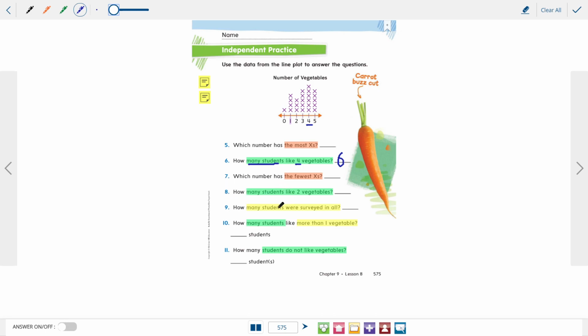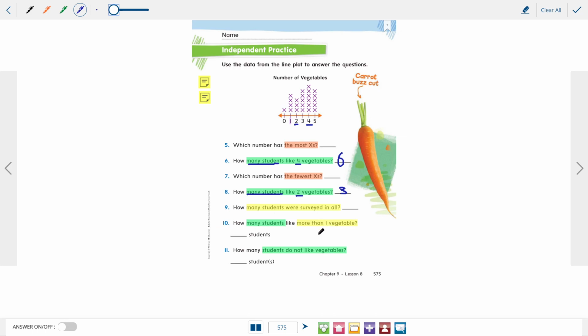Now let's go to number 8. I'm only doing now the questions that are asking about student number. How many students like 2 vegetables? Again, how many students? That means I need to count the x's. Which x's? The x's of 2 vegetables. So let's count it. 1, 2, 3. So that means 3 students. Good.